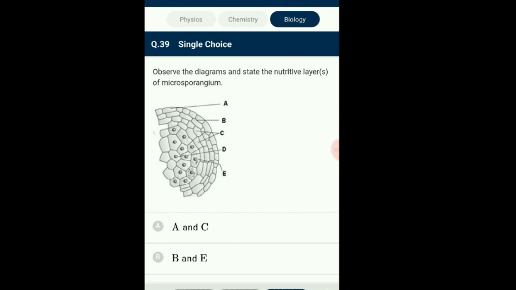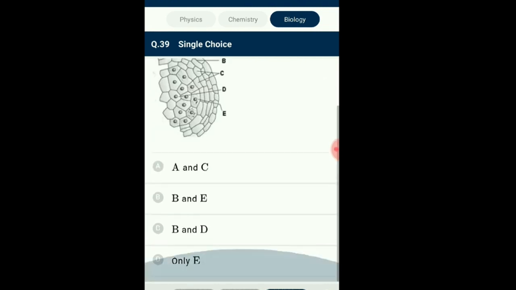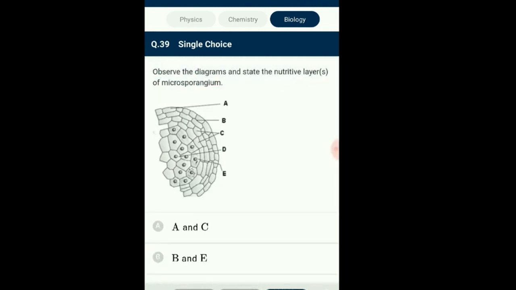Label C, middle layer, present between tapetum and endothecium, function is protection and support in dehiscence. Label B, endothecium, inner to epidermis, function of protection and support in dehiscence. Label A, epidermis, outermost layer, protective in function. So the answer for this question is option D. So from the given, the nutritive layer of the microsporangium.